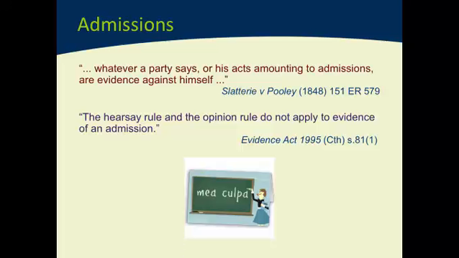The rule is quite simple. An admission is evidence against the person who makes the admission. This comes from an old case from the 1840s called Slattery and Pooley. The case itself is not that interesting. It was a case about electoral fraud, but the statement within that case that has become the classic description of admissions is that whatever a party says or acts amounting to an admission is evidence against himself.